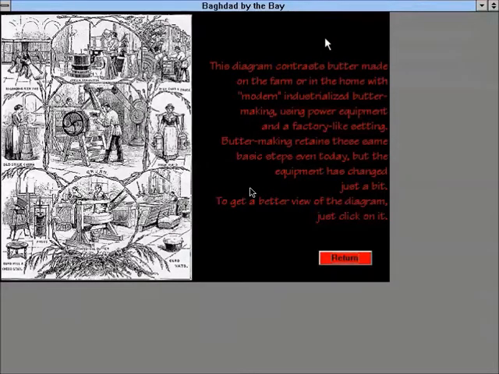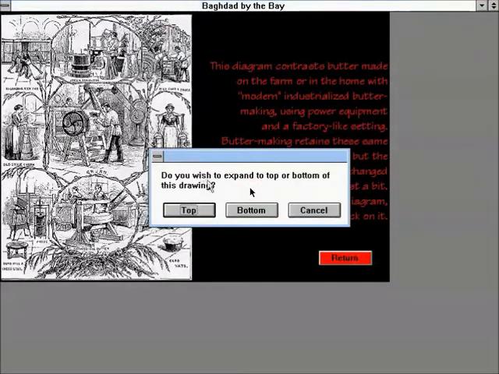This diagram contrasts butter made on the farm or in the home with modern industrialized butter making, using power equipment in a factory-like setting. Butter making retains the same basic steps even today. But the equipment has changed just a bit. To get a better view of the diagram, just click on it.